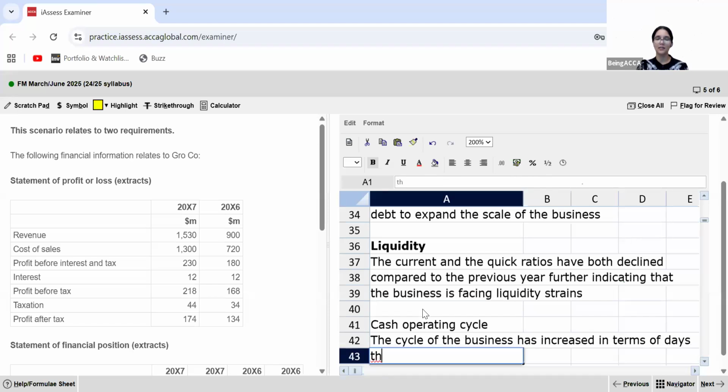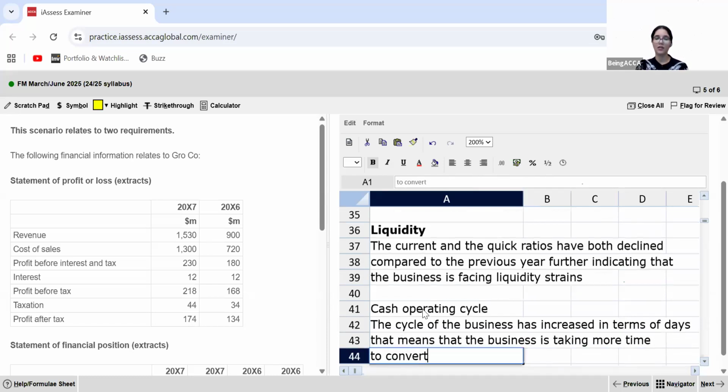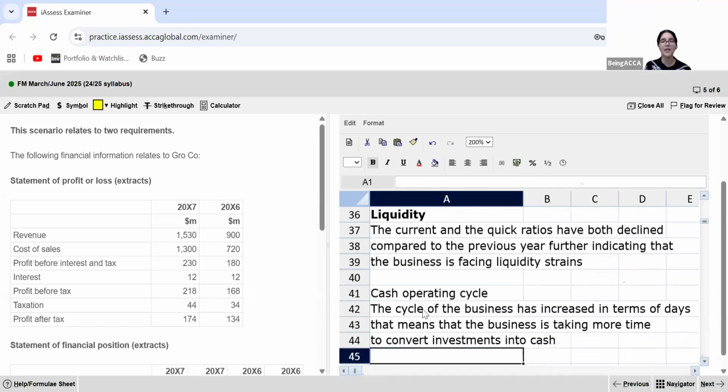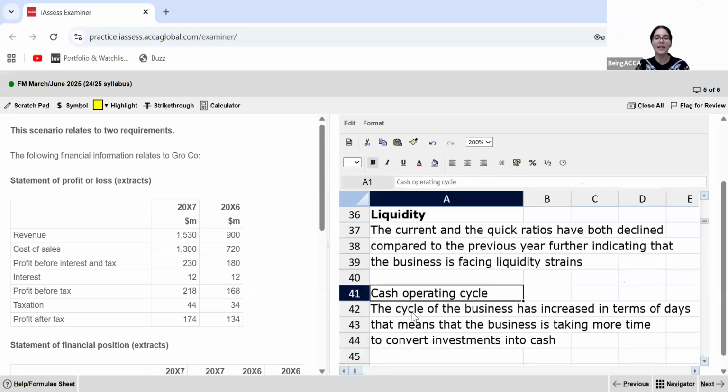that means that the business is taking more time to convert investments into cash. Simple meaning is that whatever I'm investing, cash actually returns back after a very long time to me. So whatever I invest, I have to keep that invested for a very long period of time so that I'm able to get that money back.